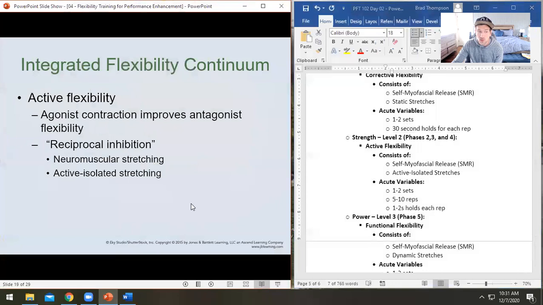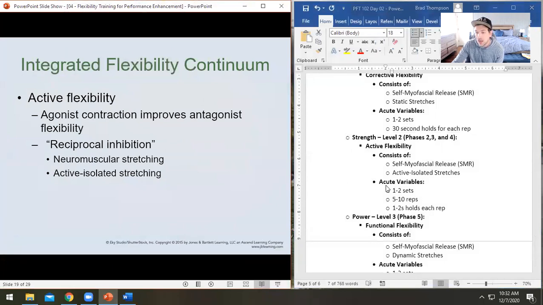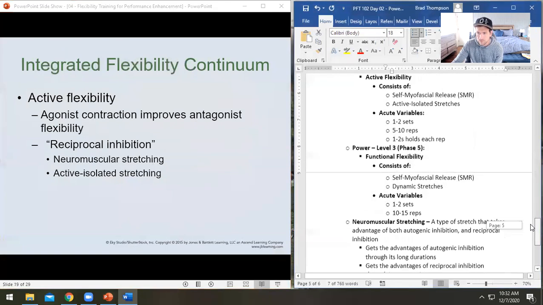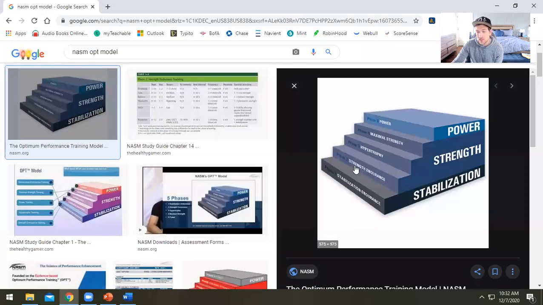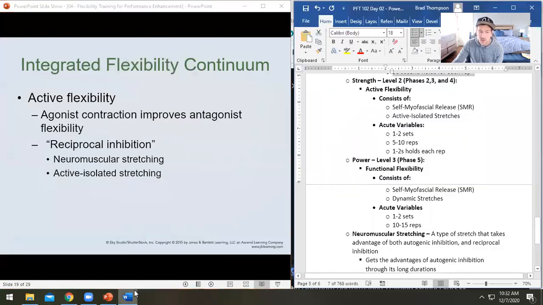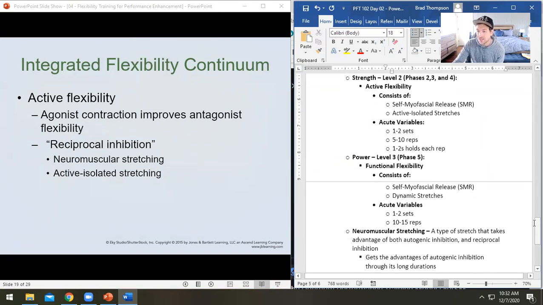Now, if your client is in the strength level, level 2, so if they're in phase 2, phase 3, or phase 4, all of those are the strength level. That's going to use active flexibility. So now you're not grabbing your corrective flexibility tool bag. You're grabbing your active flexibility tool bag.